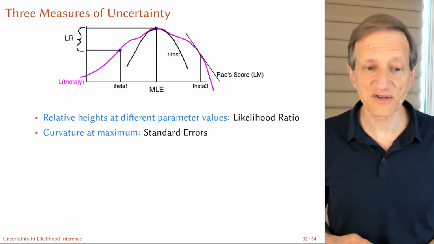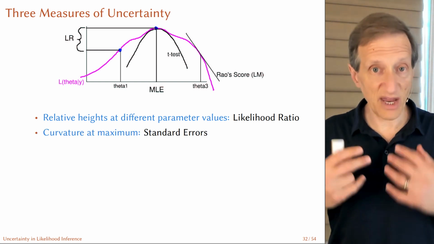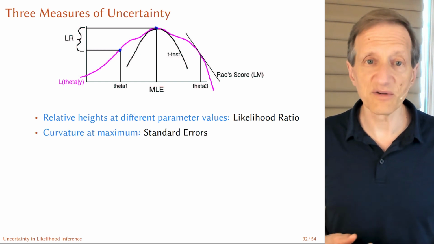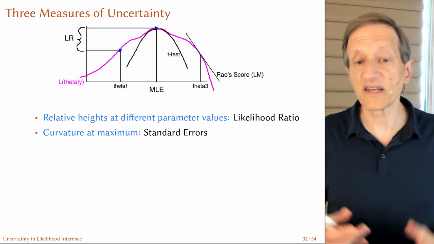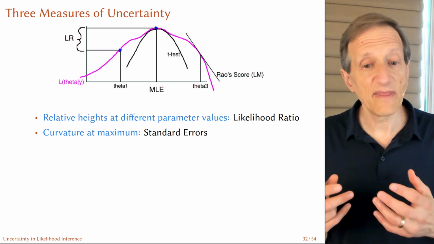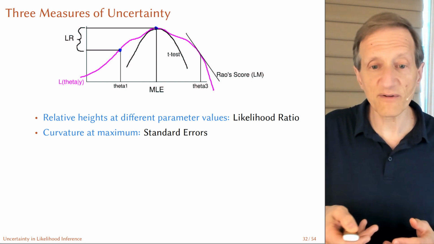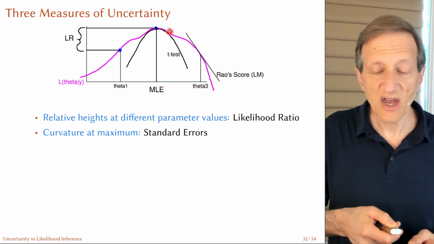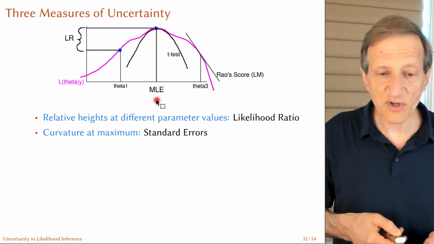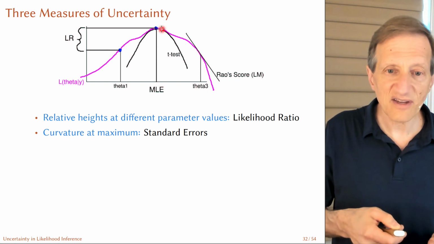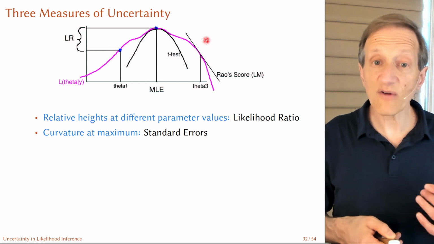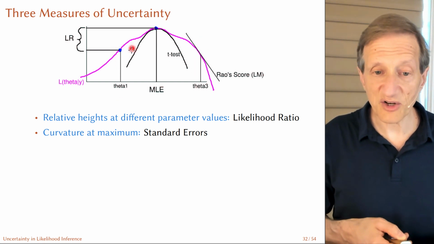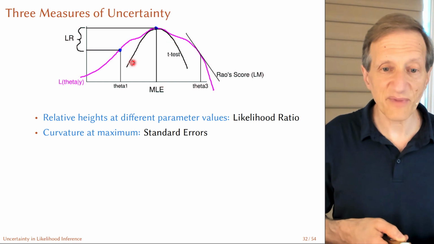So once we understand this, we'll be able to use it in quite a wide variety of contexts. A second measure of uncertainty, also a reasonable measure, a common measure, are standard errors, and related to that, confidence intervals. And where does that come from? That comes from the curvature of the curve at the maximum. So the likelihood ratio is based upon one point, comparing the height of the curve at one point versus another point. The curvature at the maximum is this curve. So this is an approximation to the curvature right at this maximum point.